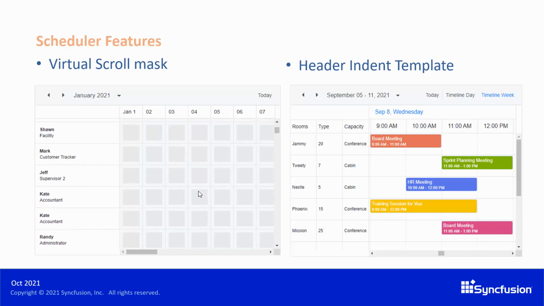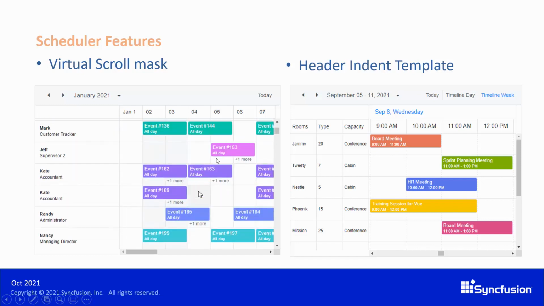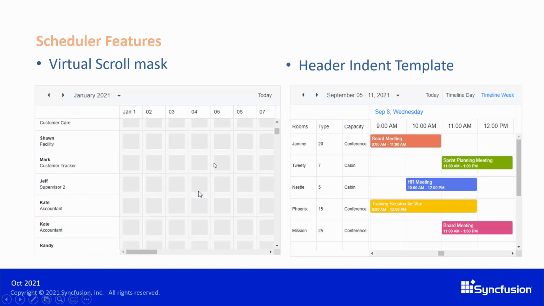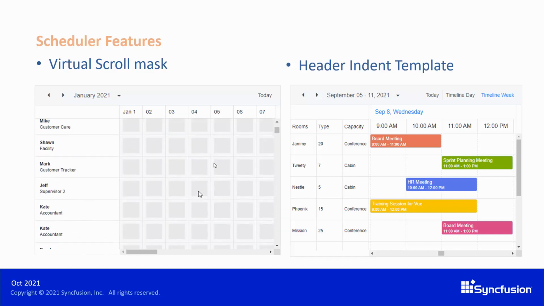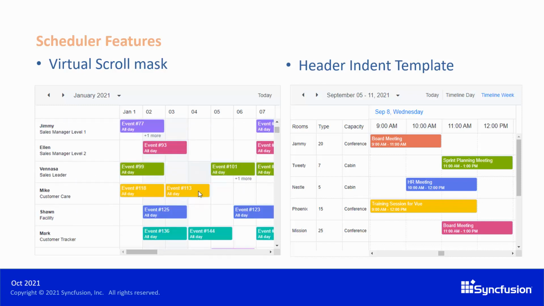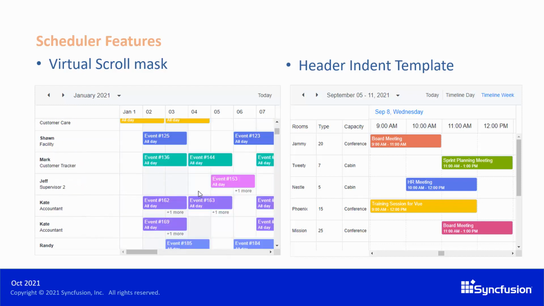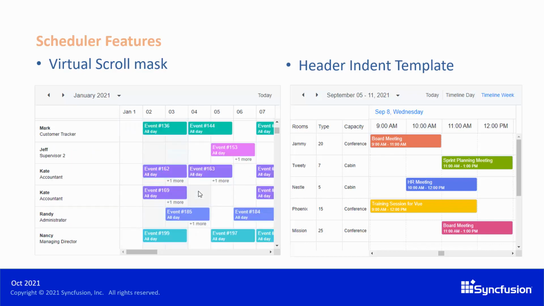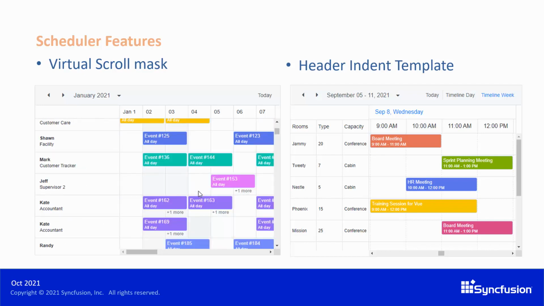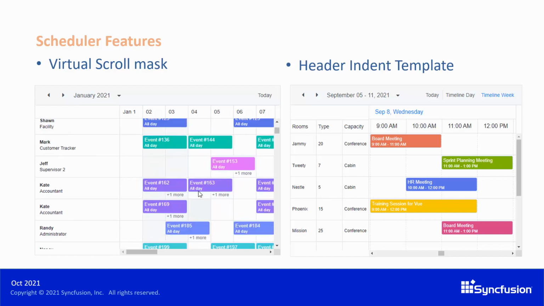Next, moving on to the scheduler features, virtual scroll mask support has been newly added. With this feature, you can see a loading placeholder is displayed on each of the cells. This indicates the presence of appointments in those particular cells, and until the appointment is visible on those cells, the loading placeholder will be displayed on them while scrolling down.